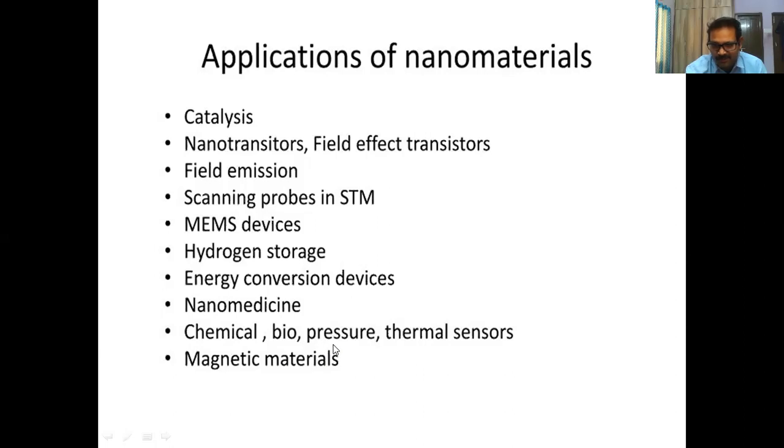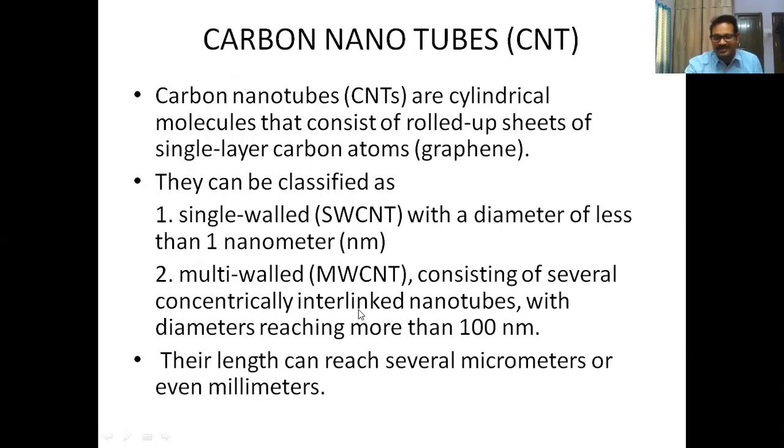chemical, bio, pressure, and thermal sensors, and magnetic materials, because it is also causing changes not only in electrical and optical properties. The free electrons are coming, then it will induce the magnetic changes also. So we normally get new magnetic materials we can prepare with these nanomaterials. So these are the applications of nanomaterials.